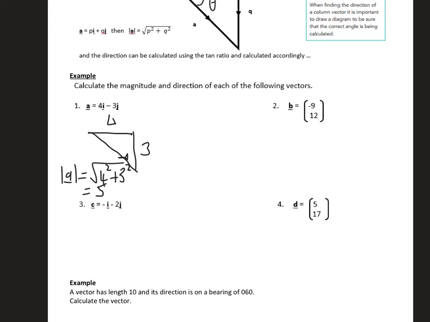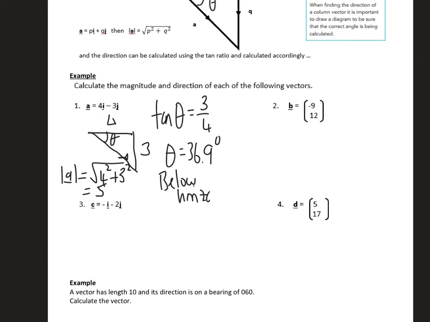So the length is 5. And to get this angle here, I'm going to do tan of the angle is opposite, so that's 3, over adjacent. And then to get the angle, I'm going to do arctan, so the inverse of tan. I'm going to make sure I'm in degrees, and I get the angle is 36.9 to 1 decimal place, and it's below the horizontal. So that means that angle's underneath the horizontal, it's not above, it's going down. Okay, so you might want to have a try at the rest yourself. So you might want to pause it and try the next 3 yourself.